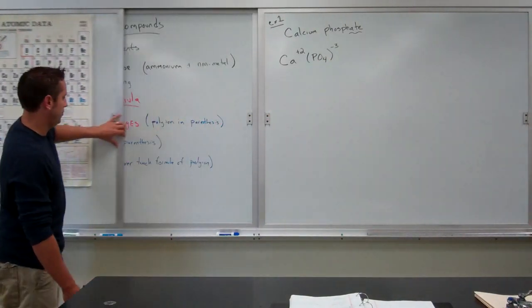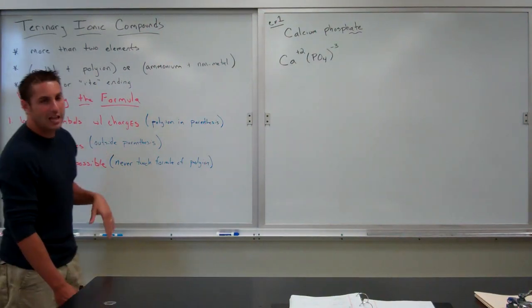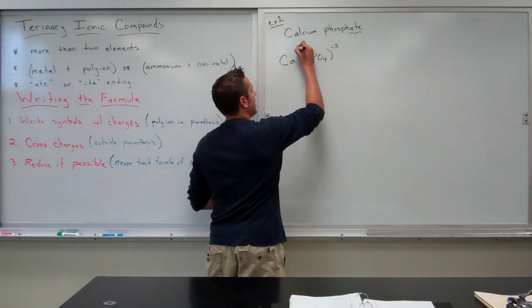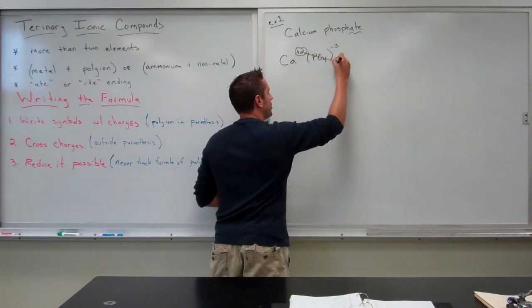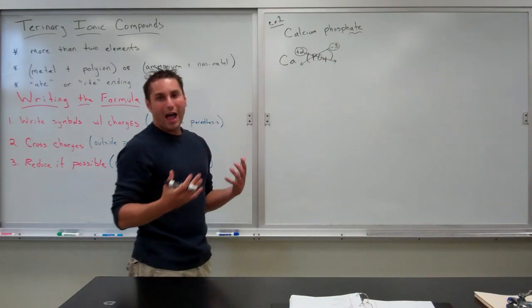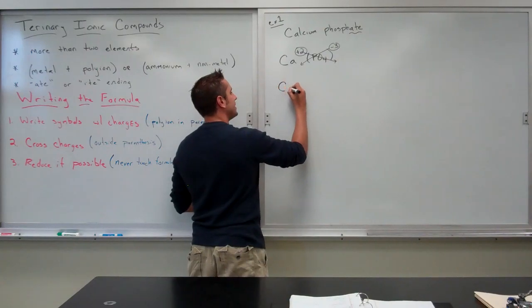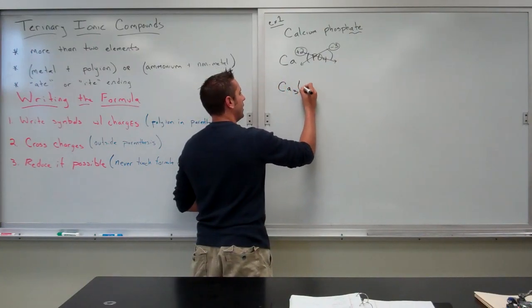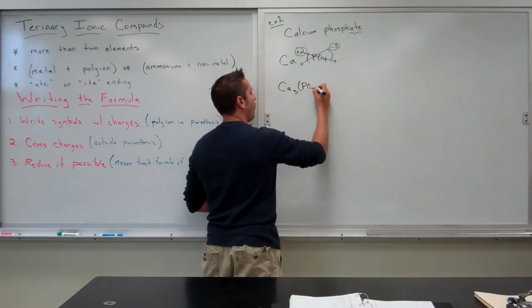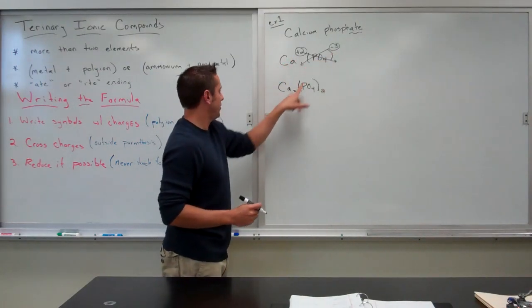Step 2 says cross the charges outside of the parentheses. So just like with binary, I'll bring the 2 down to here and the 3 down to here, all outside the parentheses. So if I do that, I will get Ca3(PO4)2. The 2 went to here, the 3 went to here.